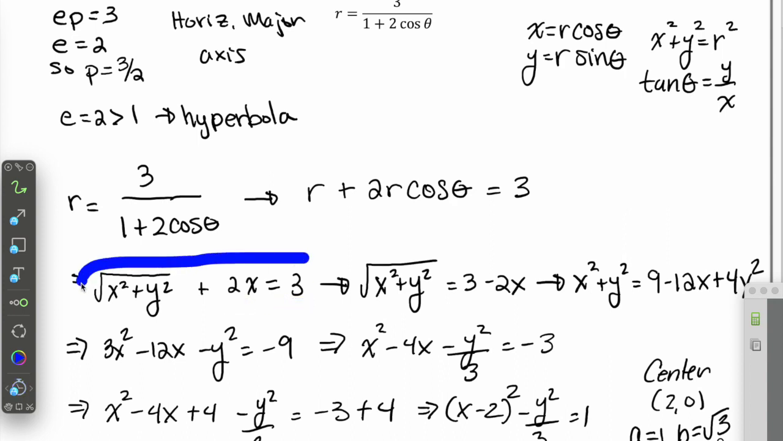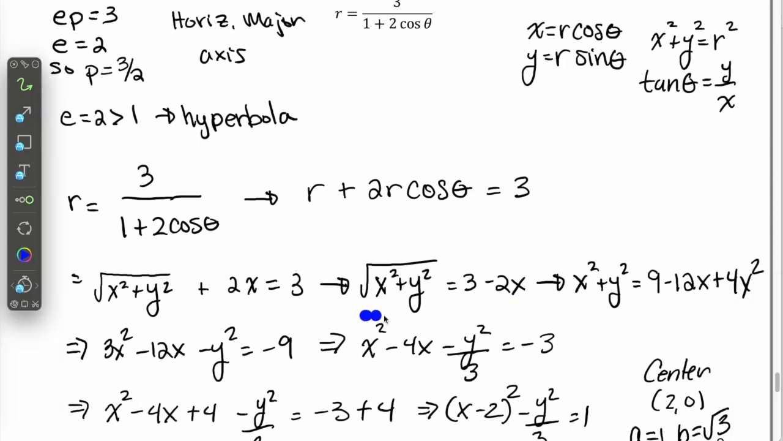So now I have everything in terms of x and y, but now I have to put this in standard form so I can identify everything. So I moved the 2x to the other side. I subtracted 2x from both sides, and I got this. And then what I did is I squared both sides so I could get rid of the square root. So I got x squared plus y squared is equal to, and then when I squared this, I got 9 minus 12x plus 4x squared.